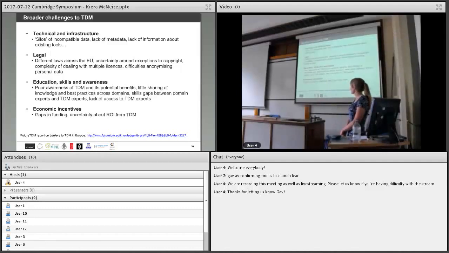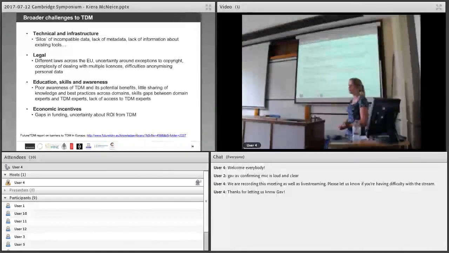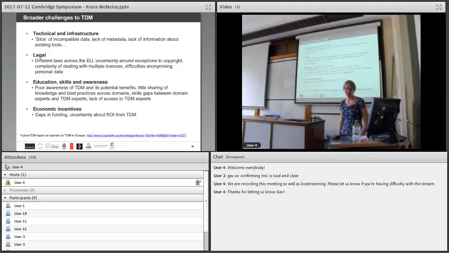And finally, economic incentives. We find there's sometimes gaps in funding. So researchers will say, it's easy to get funding to develop a new TDM technology, but if I want to scale it or do something broader with it, they say, well, that's an industrial application. That's no longer novel research. Find someone else to fund that. And then, of course, there is uncertainty about the return on investment. In the industrial setting, a lot of companies are hesitant to spend a lot of money investing in new technologies unless they can be sure what they're going to get out of it.